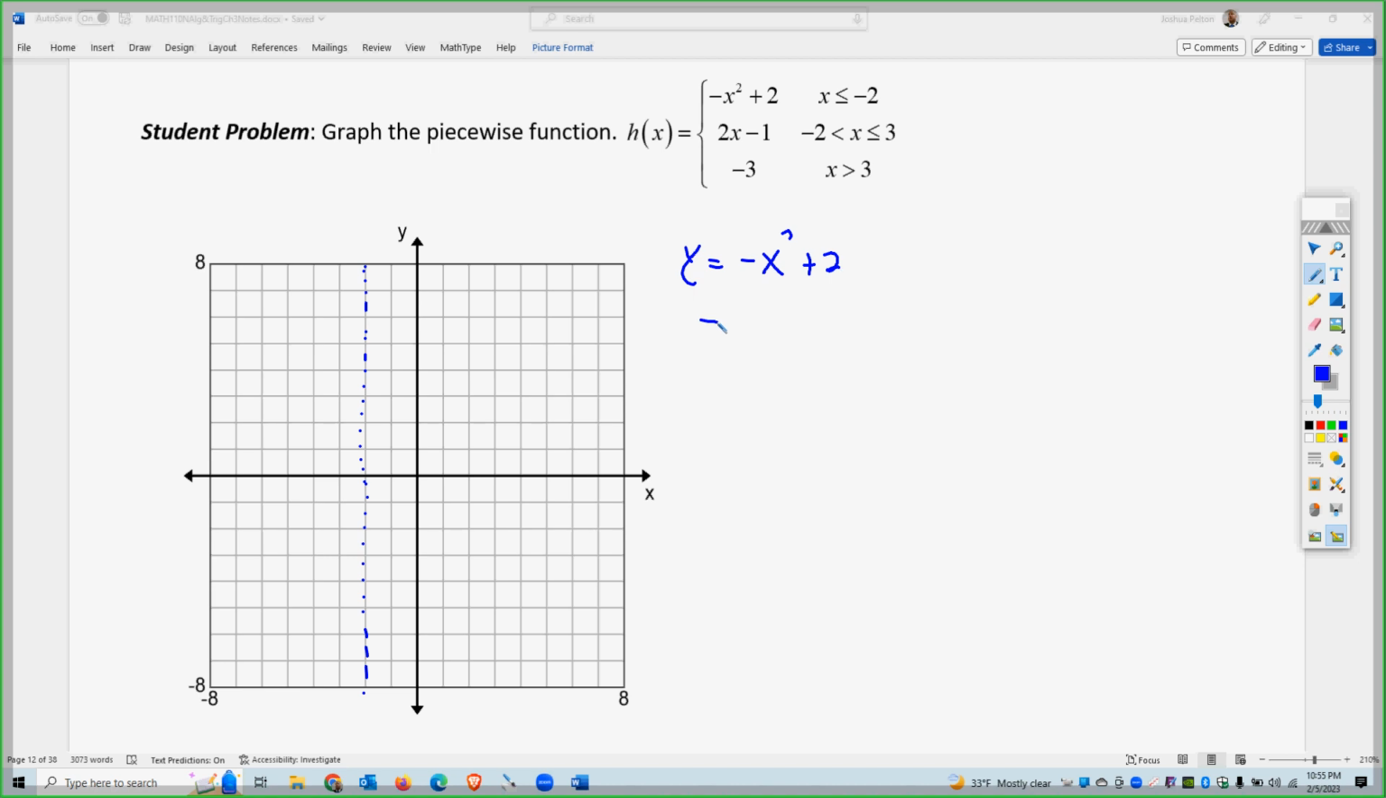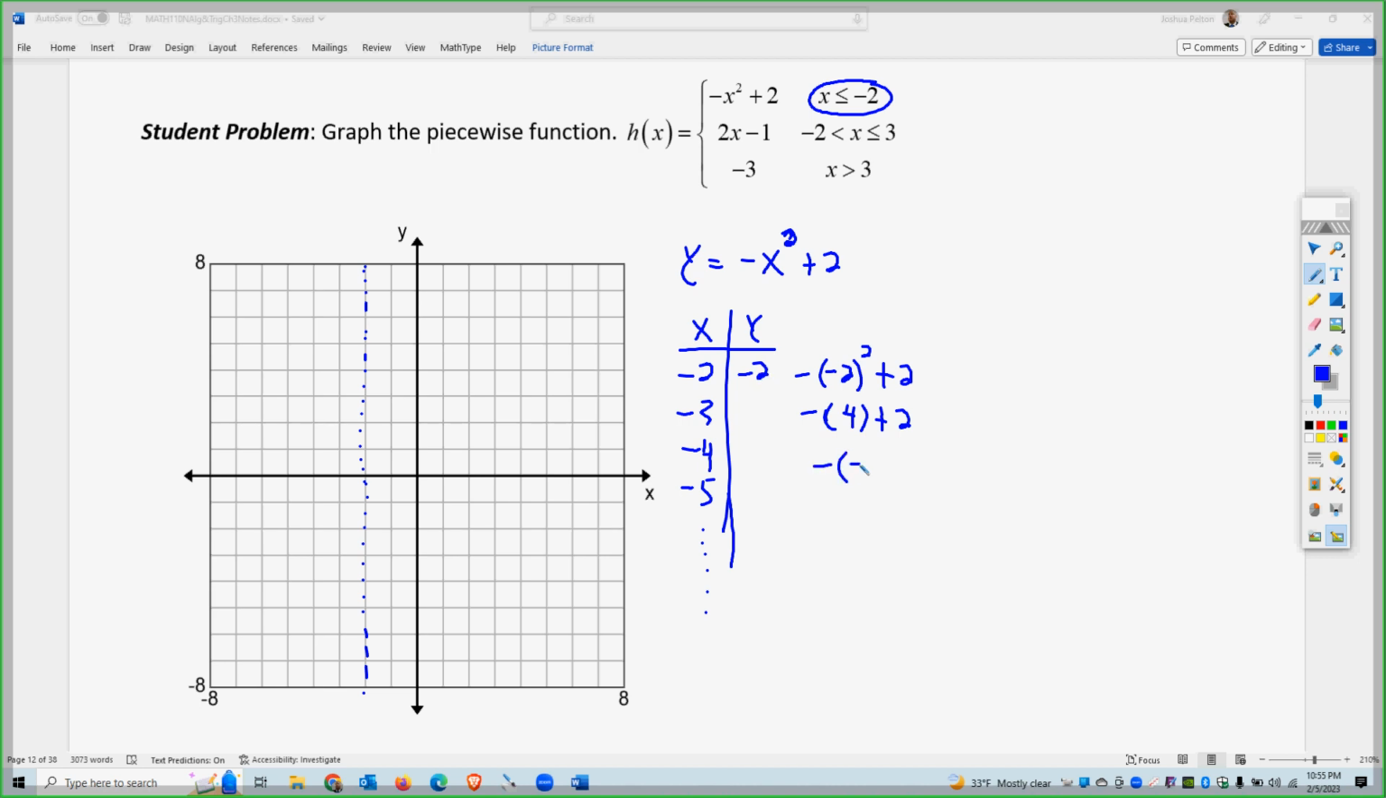So I'm going to make a table of values. Okay, so x and y is my table. So my table needs to be negative 2, negative 3, negative 4, negative 5. That's probably good enough, to be honest. Maybe that's too many, because again, my domain here is less than negative 2. So if I plug that in, I get negative 2 squared plus 2. So that's going to give me negative 4 plus 2. So I'm going to get a negative 2.